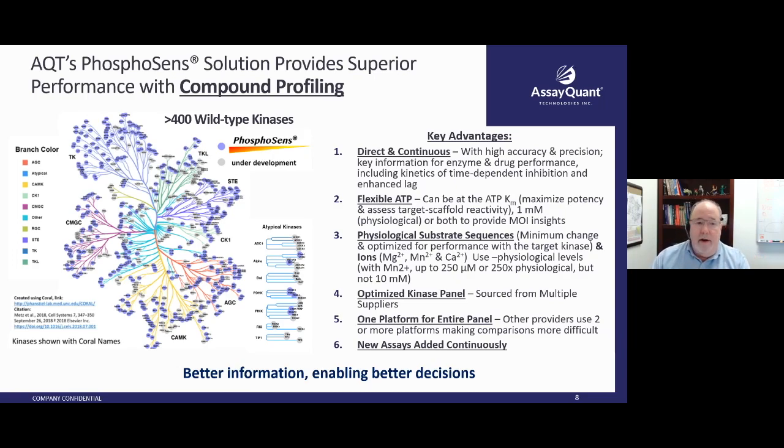Some other folks out there, they'll do different types of assays. They'll even mix enzymatic assays with biophysical assays. This is all PhosphoSense that we're doing here. And as I said, we're adding more and more assays as we go along.